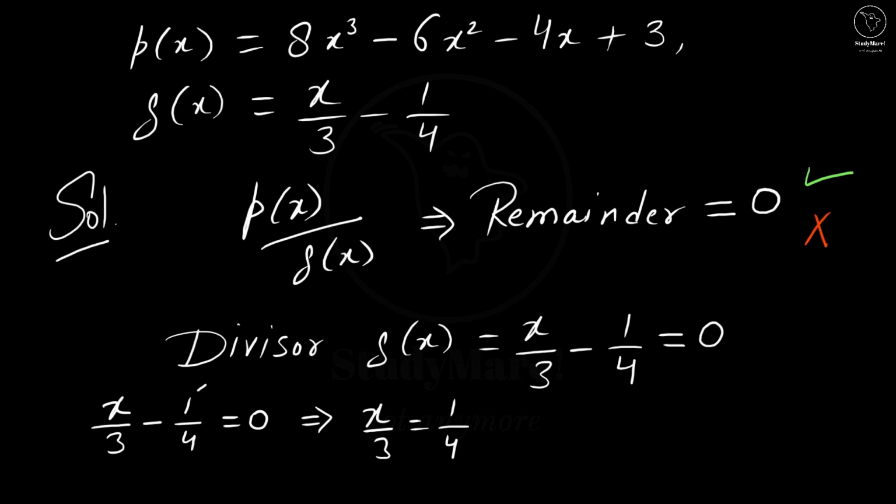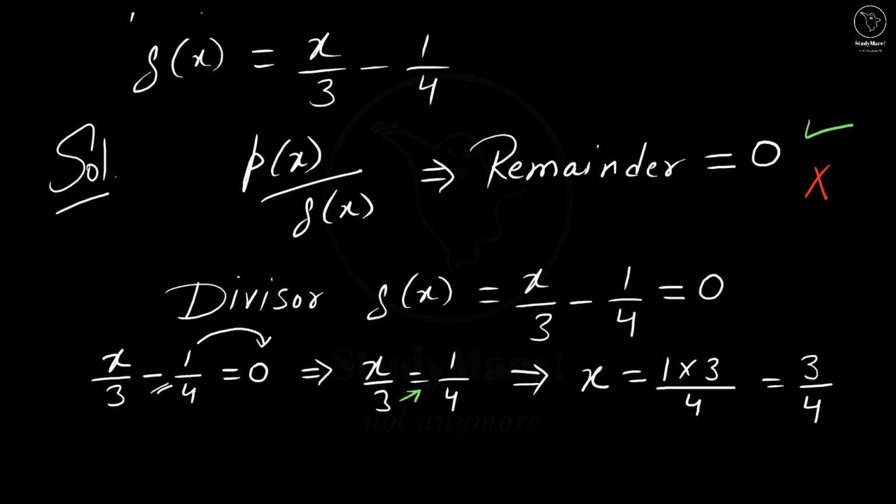We simply took this 1 by 4 to the right hand side and the sign changed from minus to plus. Then we do the cross multiplication, with the help of which we get x, and this becomes 1 into 3 divided by 4, that is equal to 3 by 4. So we got the value of x as 3 by 4 from g(x), which is already given. And now this x can be used in p(x) to find the remainder when it is divided by this polynomial.